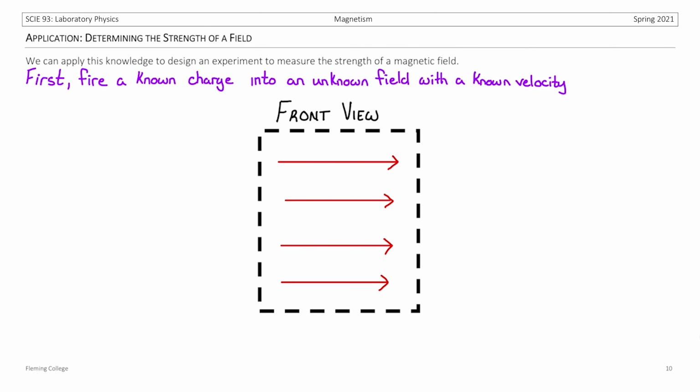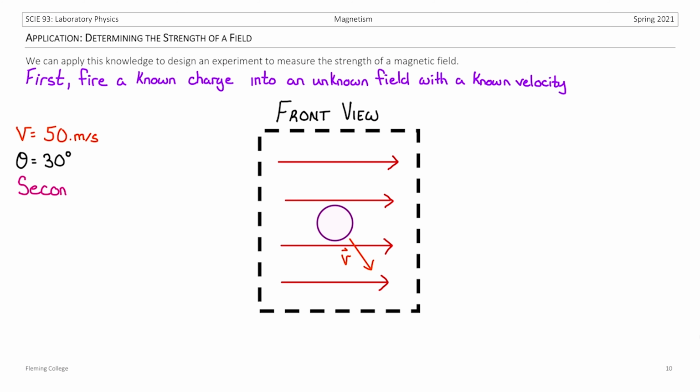We're going to assume that our magnetic field is to the right, but we'll show that our particle has a velocity down and to the right a bit. So we'll say that its velocity magnitude is 50 meters per second, and we fire it with an angle of 30 degrees to the magnetic field.